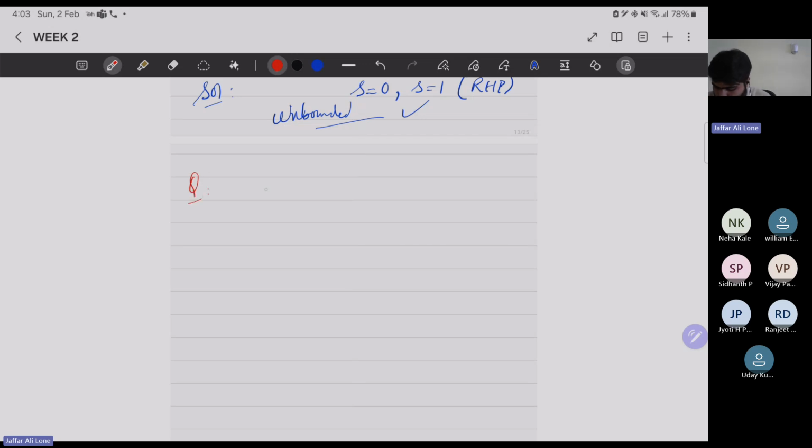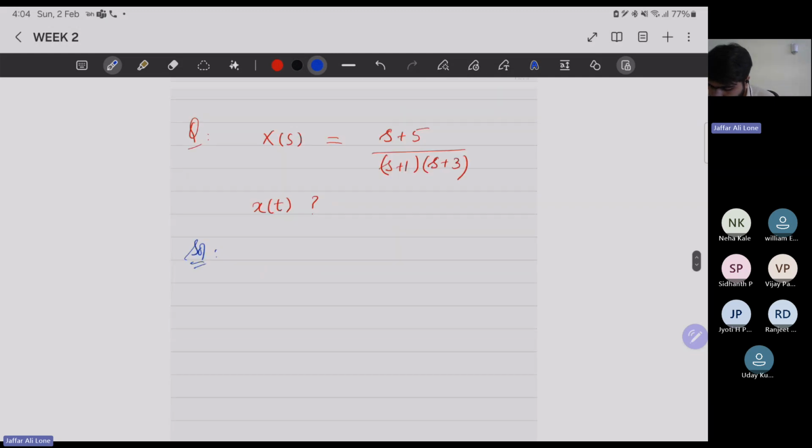Great. Okay, let's move forward and do a question on inverse Laplace. How do we find the inverse Laplace? If X(s) is given as (s + 5) divided by (s + 1)(s + 3), how can we find x(t)? In order to find the actual function in the time domain from the Laplace transform, we will make use of partial fractions, as I did earlier in a question. That will make our calculations easier.